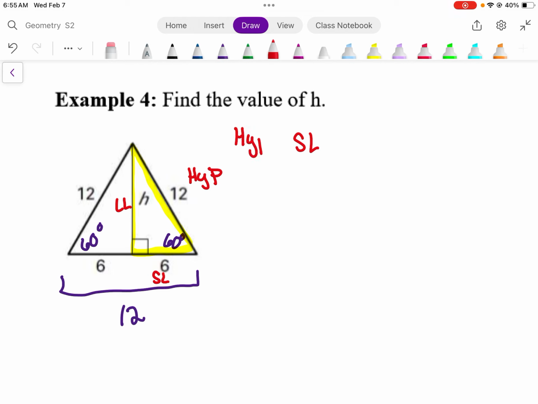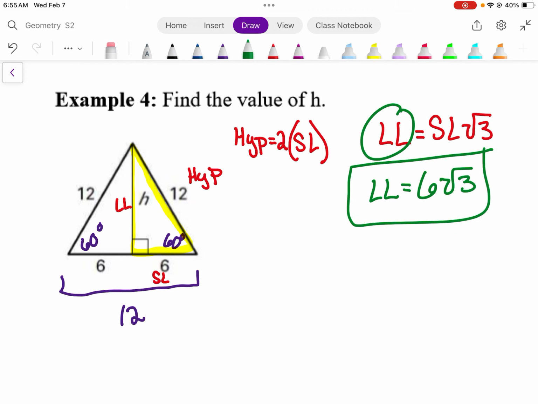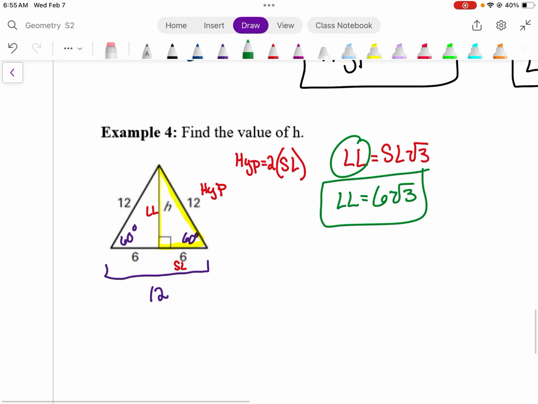And we know that our hypotenuse is equal to 2 times the short leg, and then our long leg is equal to the short leg times the square root of 3. And they want us to find the height, and that is the long leg. So this is what we are looking for. Our short leg was equal to 6, and we just multiply that by the square root of 3. So that would be our last answer.